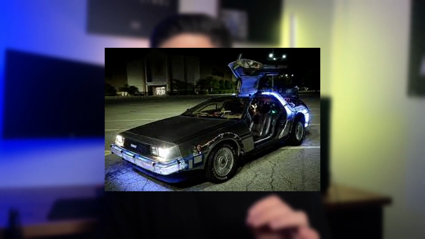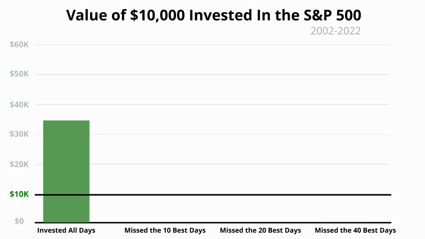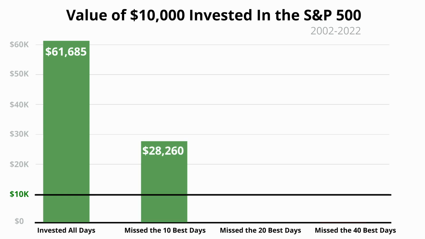Since we invest, we bought this time machine that's going to allow us to go back to the year 2002. In 2002, we put $10,000 into the market, or an S&P index fund, and allowed it to grow for 20 years. If you were to let it grow for those 20 years, your investment would be close to $62,000. Let's say you missed the top 10 days. That investment will fall to $28,000.